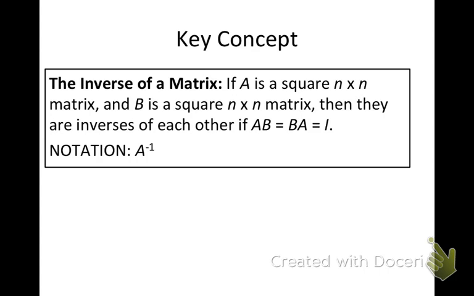So if A is a square n by n matrix and B is a square n by n matrix, they would be inverses of each other if you found the product of them and they end up being the identity matrix, which is what this says right here. So A times B should be the same as B times A, which should get you to the identity matrix I. And just like when we found the inverse of functions, you use this little -1 exponent. That's not a power, so you're not going to think exponent properties. That just is your notation for inverse. So this is telling us that that's the inverse of matrix A.